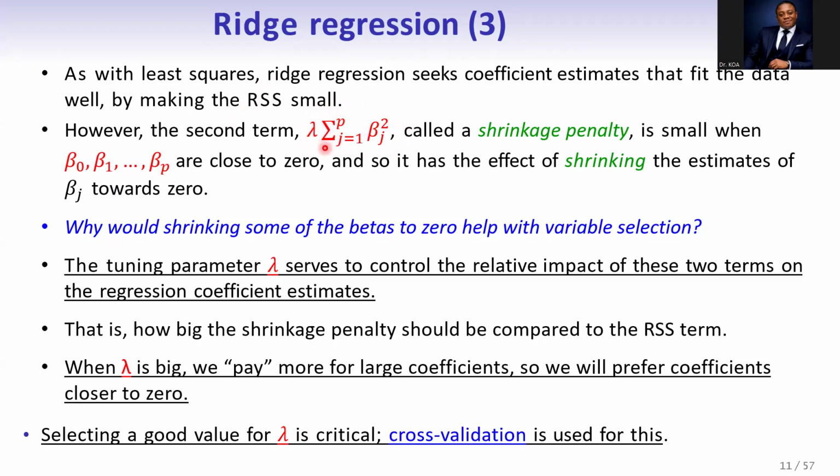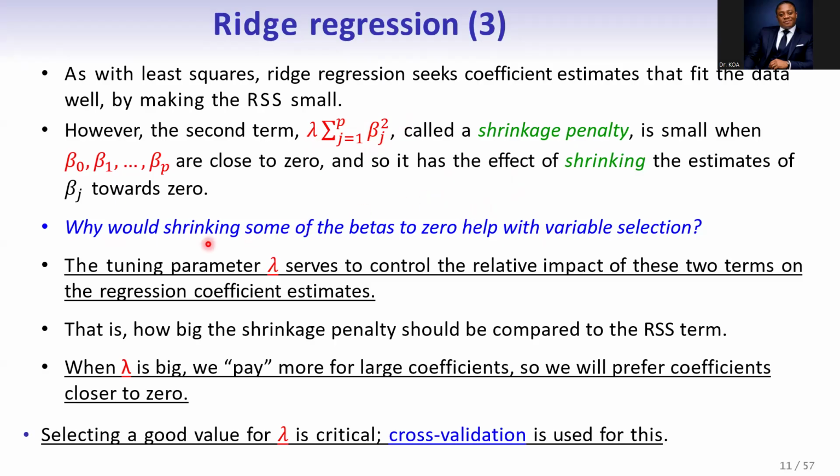Now note that the shrinkage penalty is made up of two things here. The first one is what is known as the tuning parameter. The second one is the usual beta parameter. The idea is we need to make this beta parameter small towards zero, but we don't want it to get to zero, so that the effect of shrinking the estimate towards zero is felt.